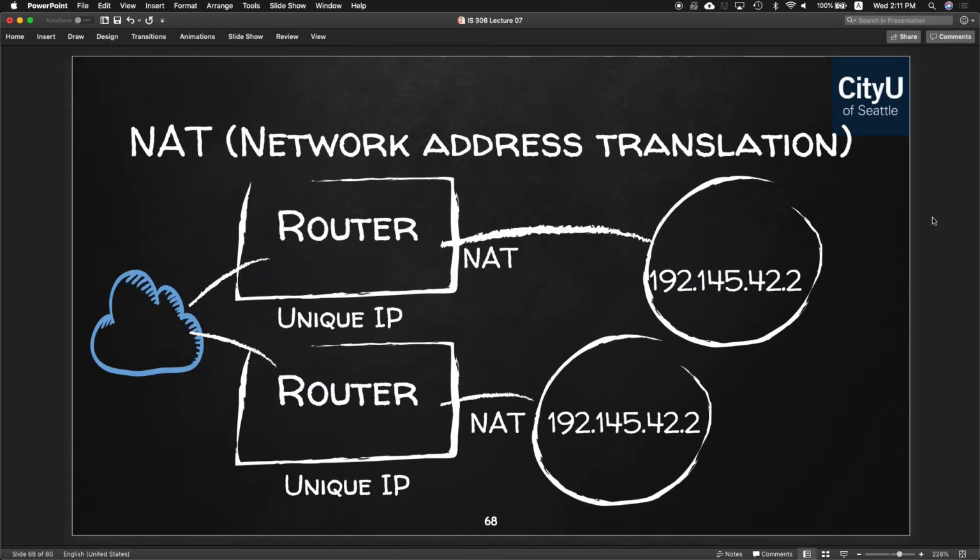So let's say you have two different locations, two different routers, two different houses. The cloud basically would see that, oh, these are unique IPs. But once it's in the router, let's say there are other devices, other IP addresses, the network address translation would find which specific device is the one requesting a connection to, let's say, CityU.edu.